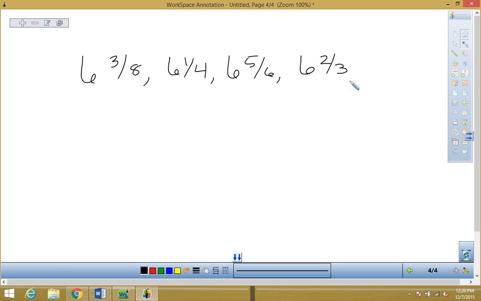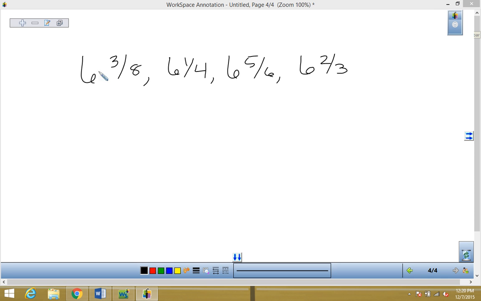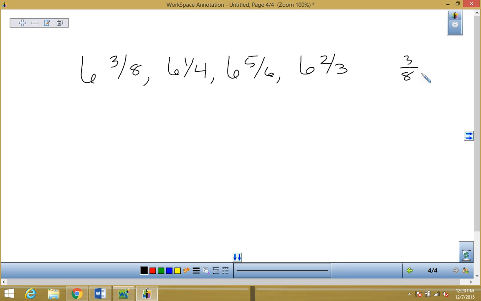Okay? How will you write it down? If you wanted to ignore the whole numbers, you could still come over here and just put 3/8 and then equals something.